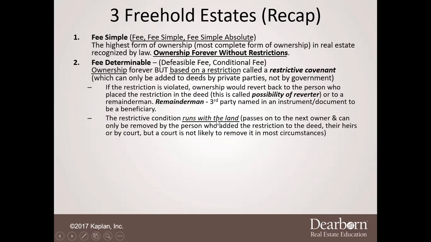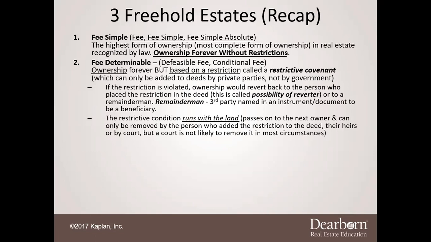The restrictive condition runs with the land, so it passes on from one owner to the next. So if you bought a property that has a restriction in it based on the ownership, and then you sold that property to someone else, you're only passing on to them the rights that you had, and that was ownership based on a restriction. So if you bought a property that said you can't use it as a gas station, you can't use it as a gas station. Now, if you sell that property to someone else, they inherit that restriction. That restriction runs with the land. So they can't use it as a gas station either, and so on and so forth. You follow? You get my drift? Right.